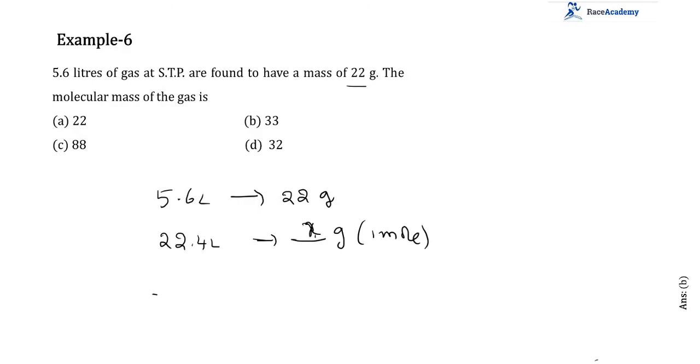So what is x? x is equal to 22 into 22.4 divided by 5.6. Actually, 5.6 goes into 22.4 four times, so it cancels. So our answer is 88 for this question.